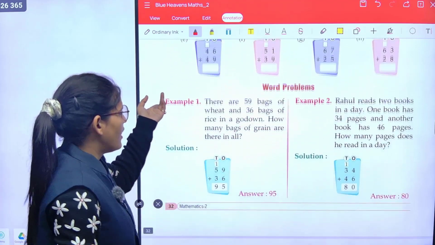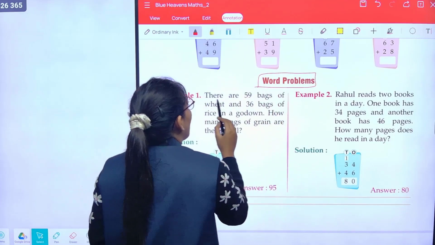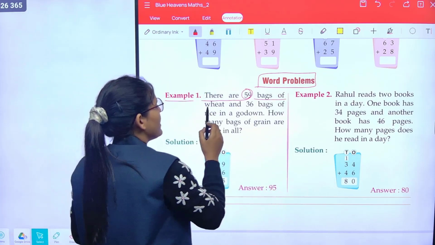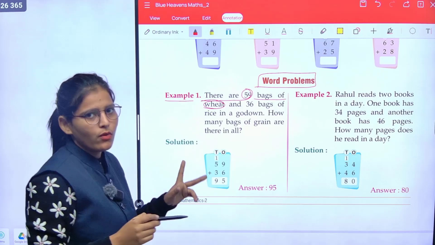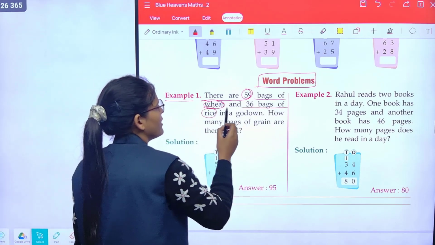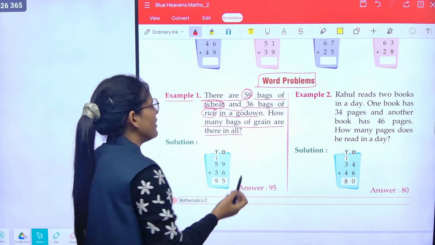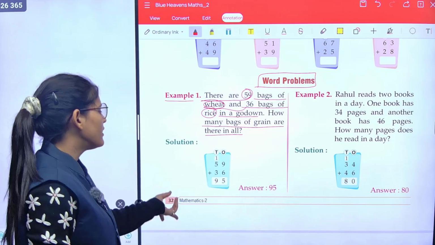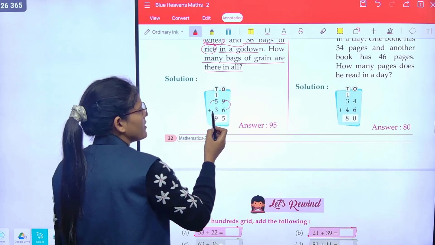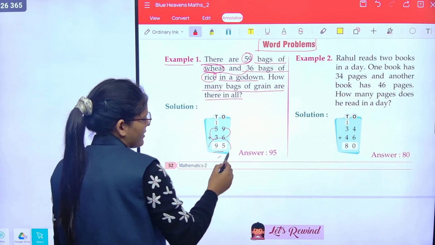Okay. Now come on the word problems. Example: there are 59 bags of wheat and 36 bags of rice in a godown. How many bags of the grains are there in all? Now 9 plus 6, 15, carry 1. 5 plus 3, 8, plus 1, 9. So total bags are 96.